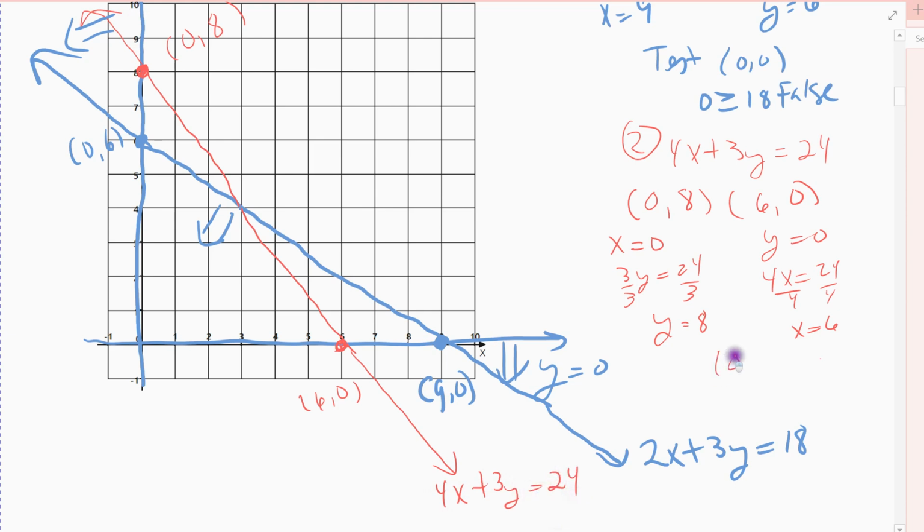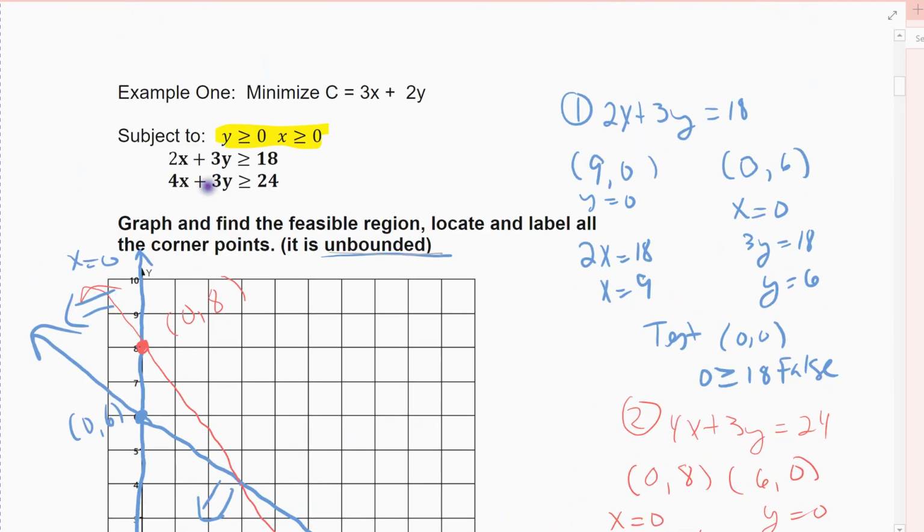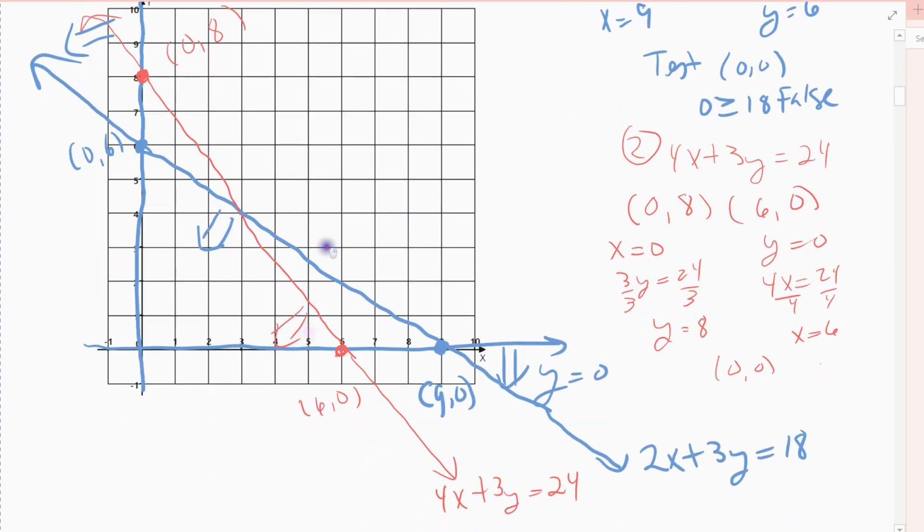And same thing, I'm going to test 0, 0. When I do test 0, 0, it's going to be less than, right? If I plug 0, 0 into here, it's going to be 0 greater than or equal to 24, which is false. And so I'm going to shade the below side again.